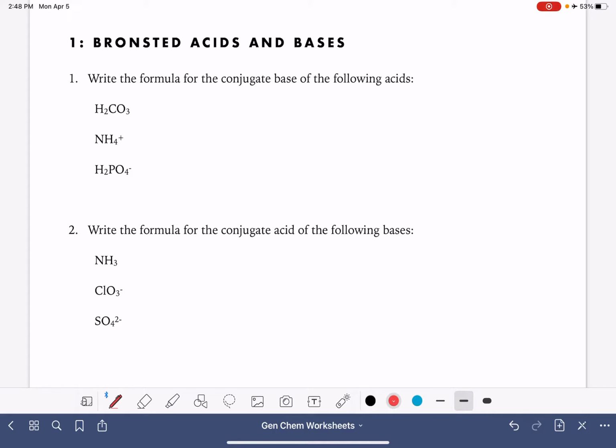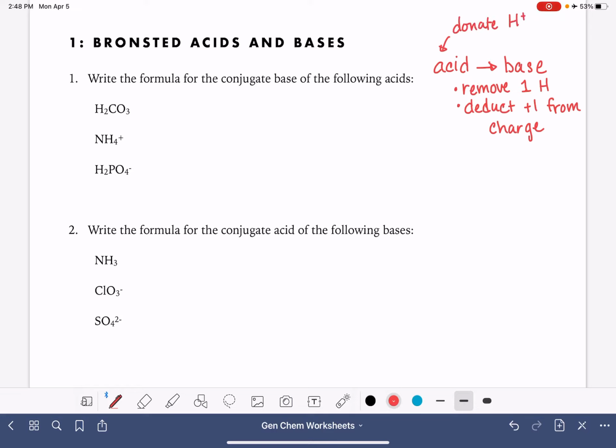So if we're starting with an acid and we are converting our formula to a conjugate base, we're going to do that by removing one of the hydrogen atoms from the formula, and also we want to deduct +1 from the charge. This is because when the acid acts as an acid, that means that it donates or loses an H+. So we want to remove the H, and we also want to remove the +1 charge for the donation of the H+.